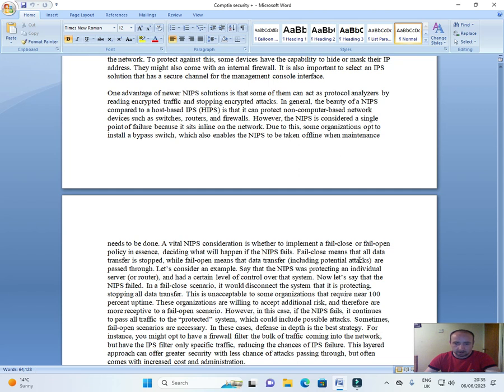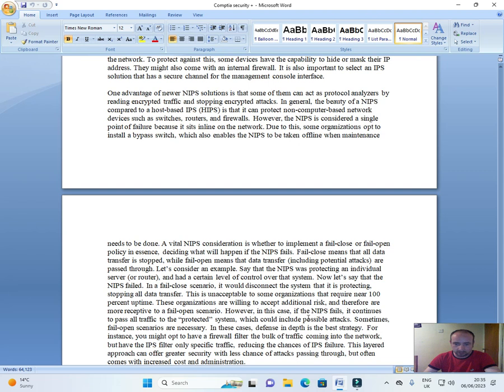Fail close means that all data transfer is stopped, while fail open means that data transfer, including potential attacks, is passed through. Let's consider an example. Let's say the NIPS was protecting an individual server or router and had a certain level of control over that system. Now let's say that the NIPS failed. In a fail close scenario, it would disconnect the system that it is protecting, stopping all data transfer. This is unacceptable to some organizations that require near 100% uptime. These organizations are willing to accept additional risk and therefore are more receptive to a fail open scenario.